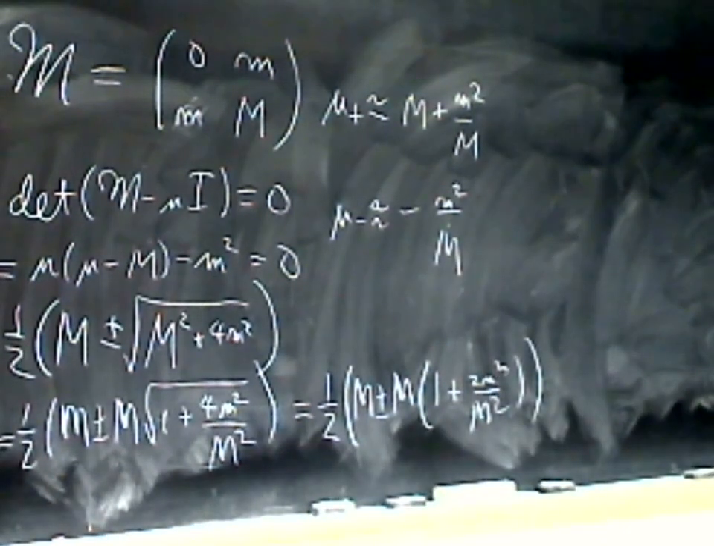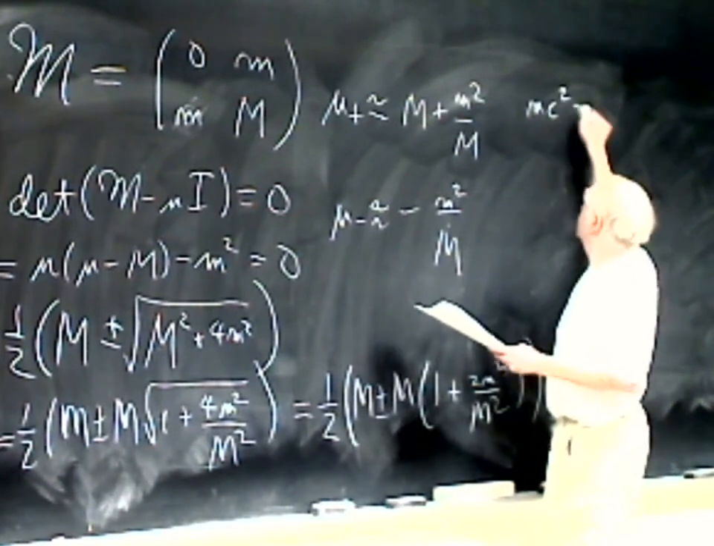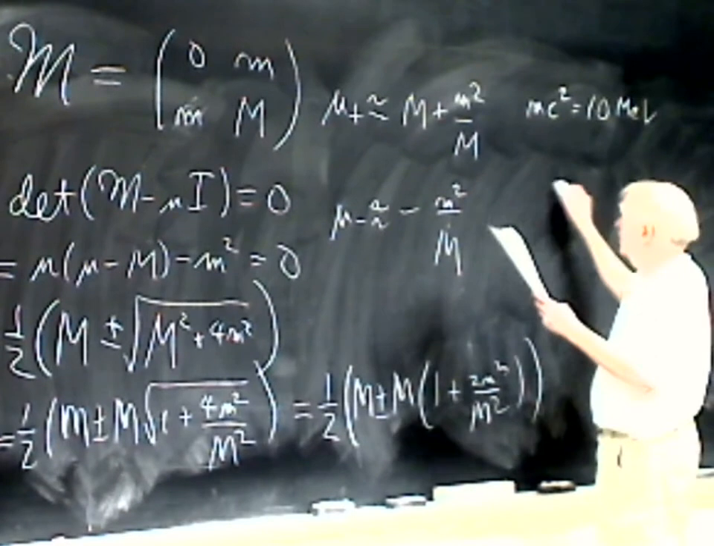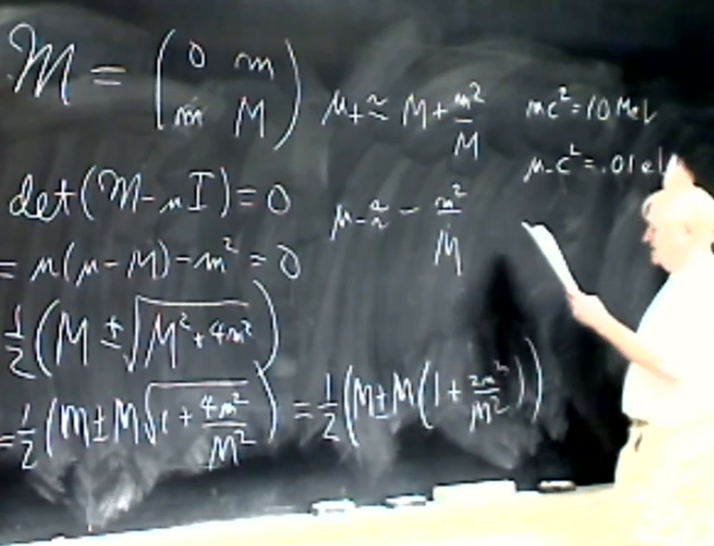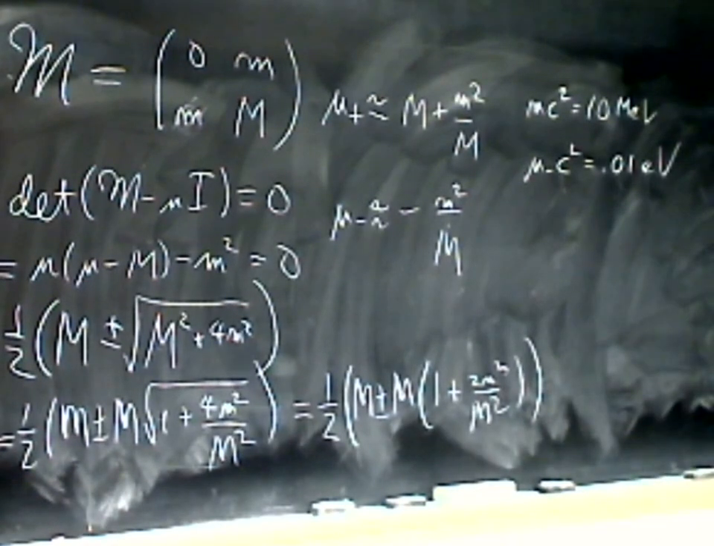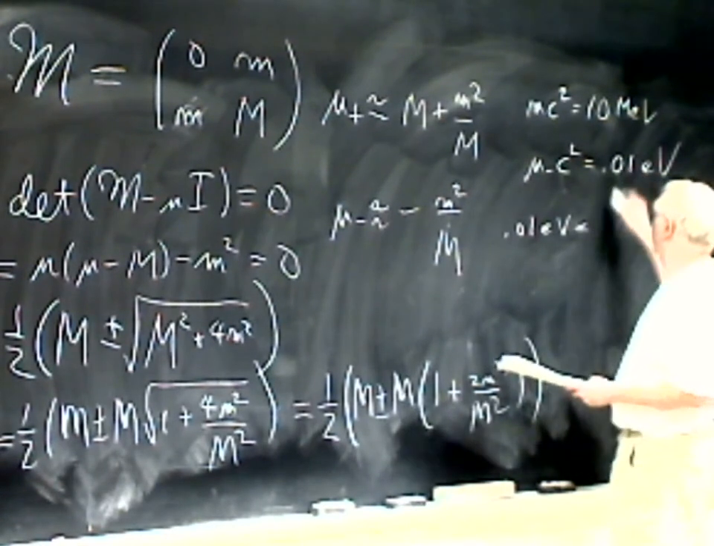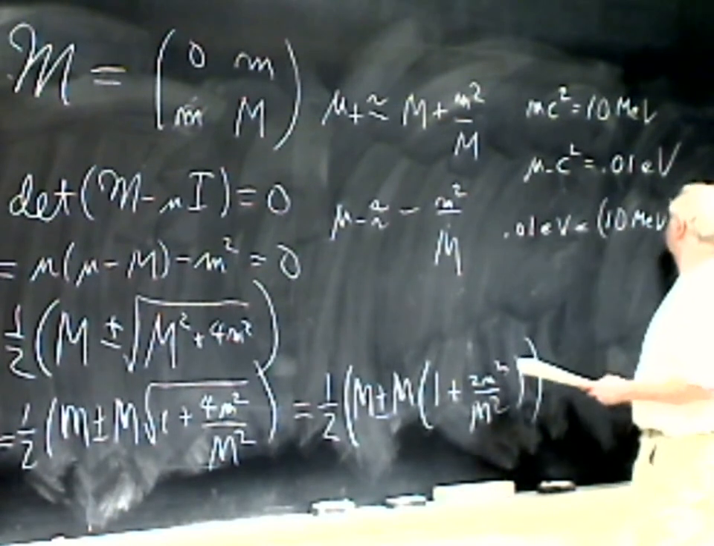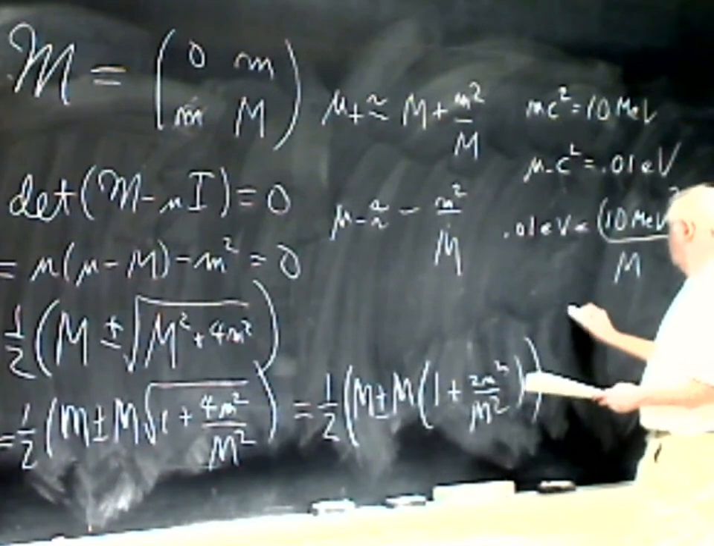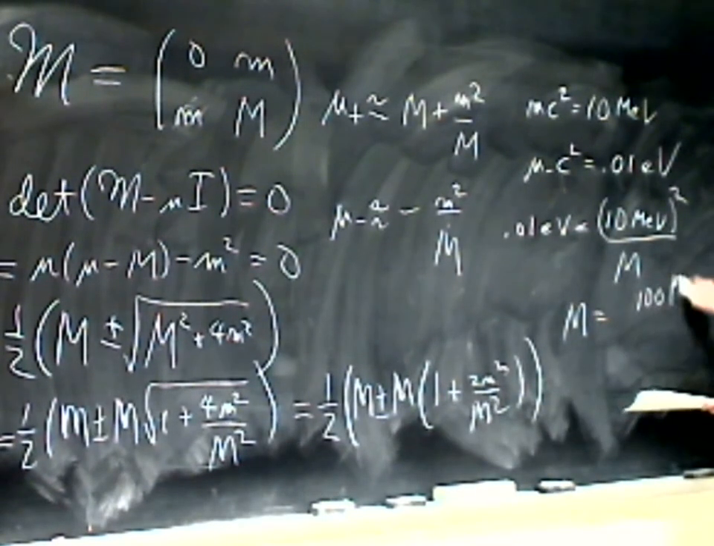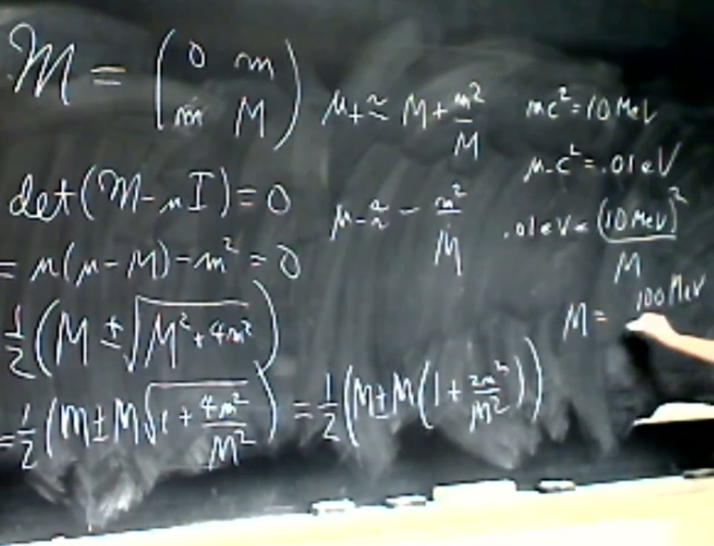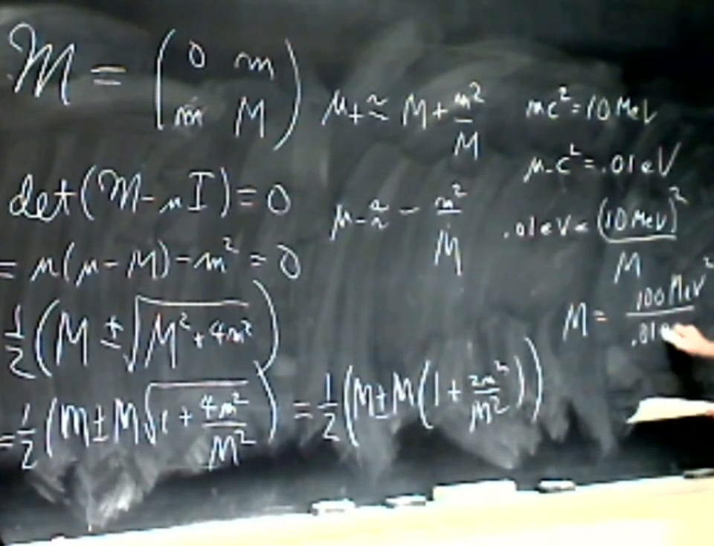So we can now look at this from the point of view of the Gino experiments, assuming that we can infer the masses from the mass squared relations, which we really can, but let's do it anyway. So we say mc squared is 10 MeV. We want mu minus c squared to be something like 0.01 eV, which is sort of a plausible light neutrino mass. So then what does M have to be? Well, 0.01 eV is equal then to 100 MeV squared divided by big M. So big M is 100 MeV squared divided by 0.01 eV.